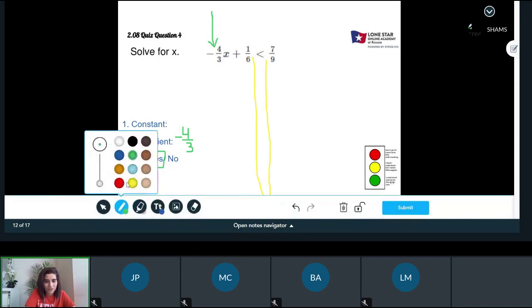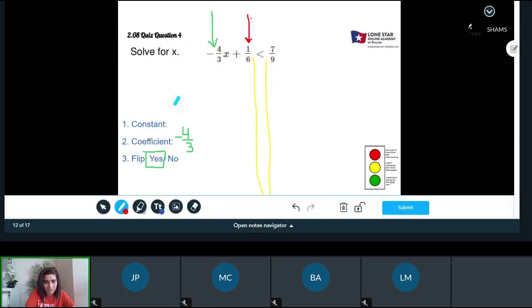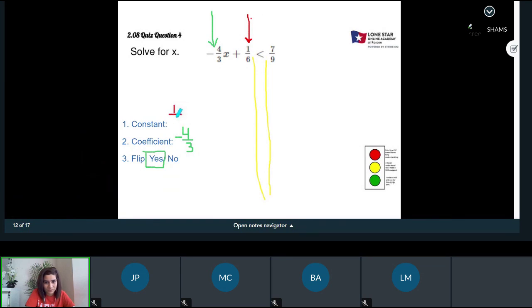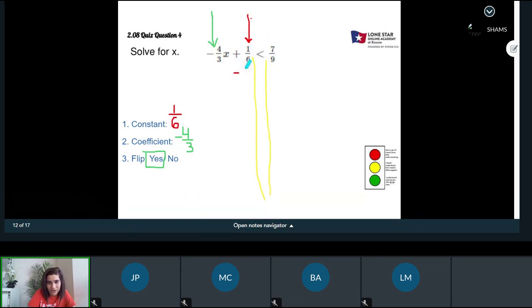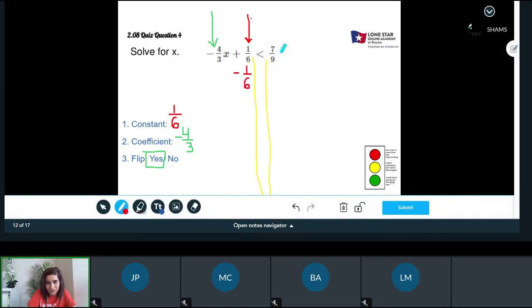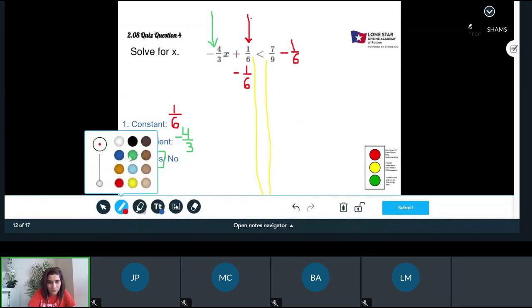And in this question, the constant is the number that is by itself. In this one, 1/6 is the constant. Remember to solve the constant first. So I see plus 1/6. To undo it, I will go ahead and subtract 1/6 from both sides. And I will subtract 1/6. Okay, and let's see how that looks.